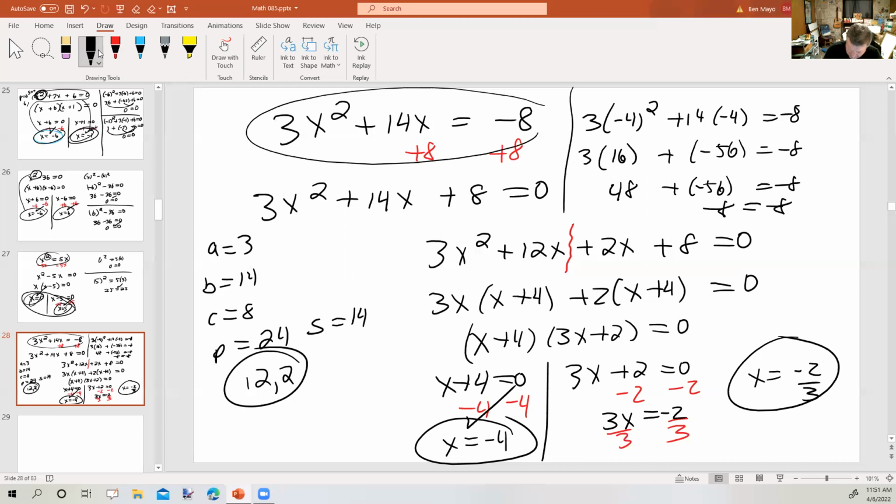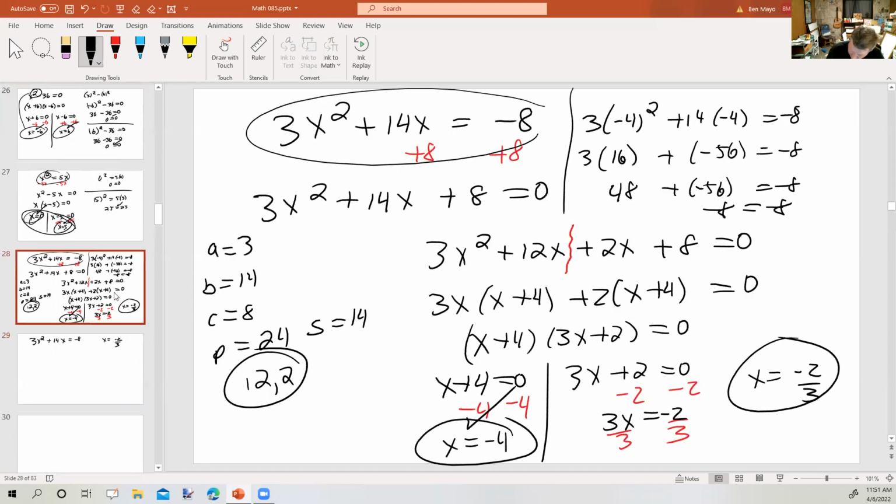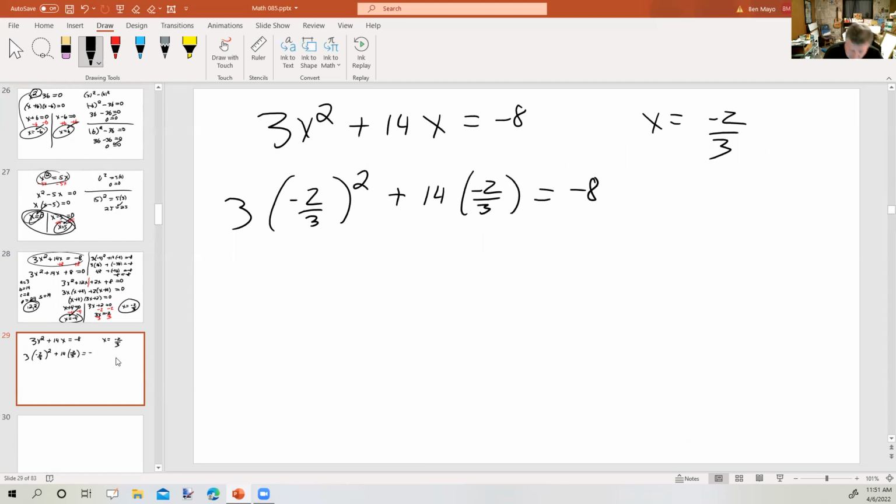Okay, then I've got x is -2/3. I'm going to go to the next page, so I have some room to check that. So let's see, we've got 3x squared plus 14x equals -8. X is -2/3. Have I got that right? Yeah. Okay, so 3 times -2/3 squared plus 14 times -2/3 equals -8. Sometimes it's more work to check your work than it is to get the answer in the first place. But I don't know about you. If an engineer is designing a building that I'm going to go in, I want to make sure they check their work very carefully.